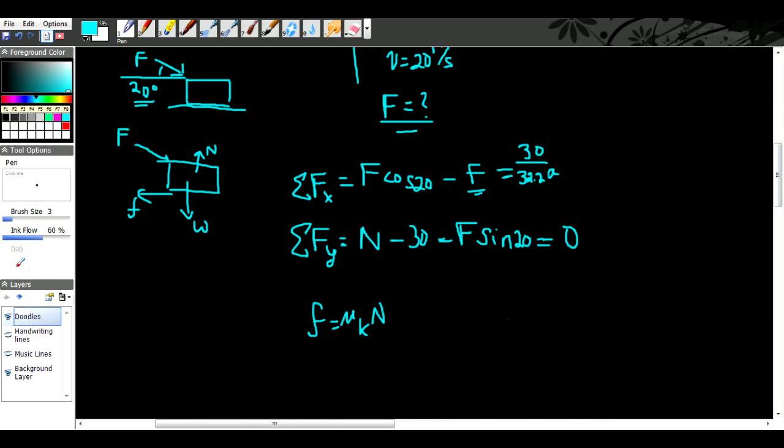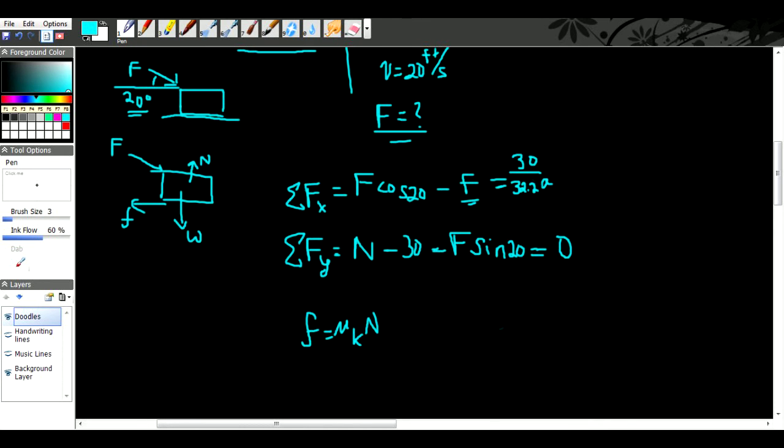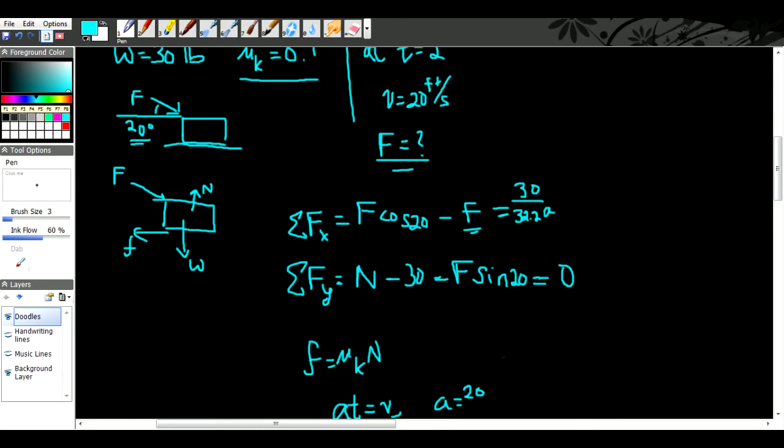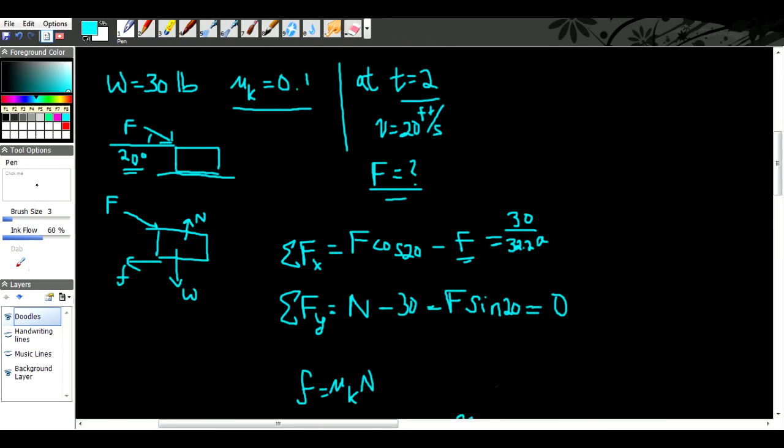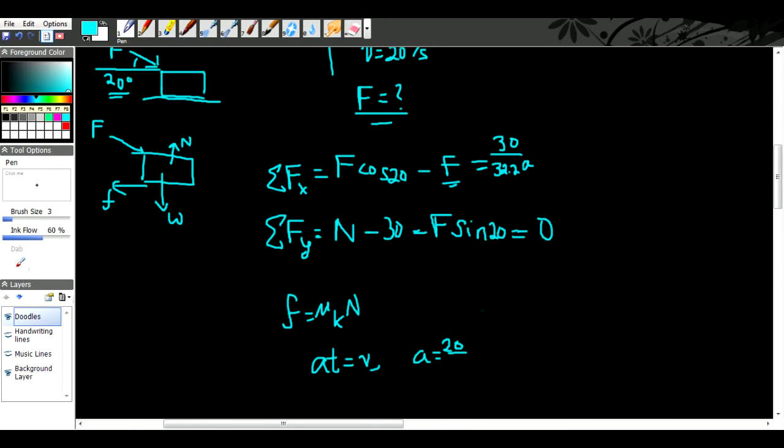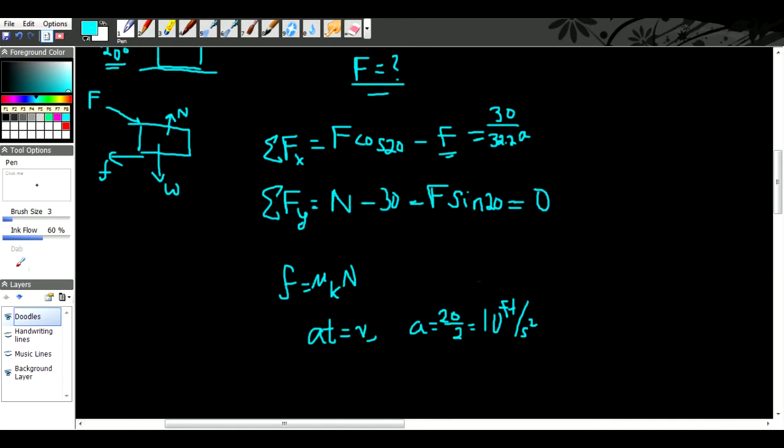The velocity is going to be the acceleration times time. So we know acceleration is 20 feet per second over 2 seconds. So 20 over 2 equals 10 feet per second squared. Don't know why I get tongue-tied over that.